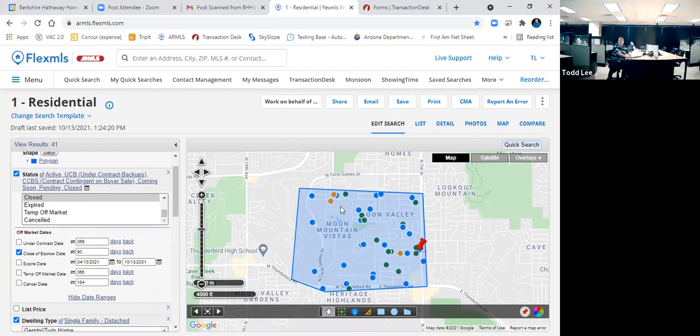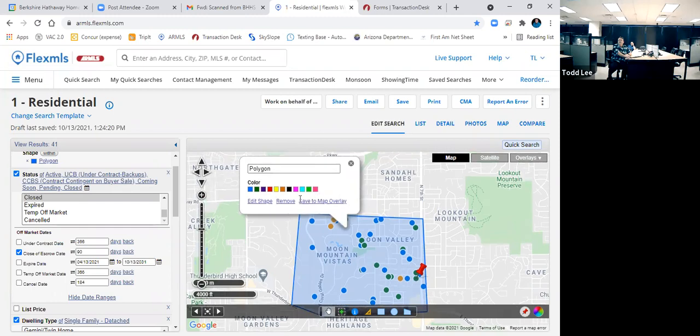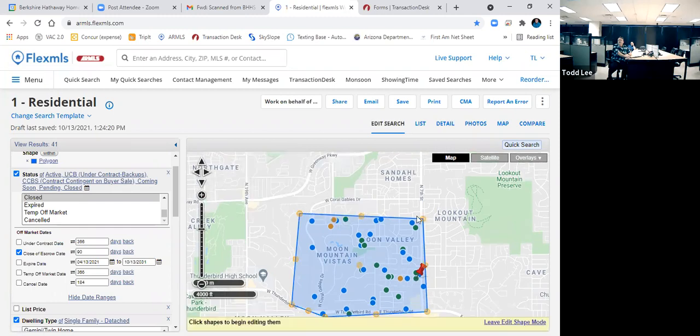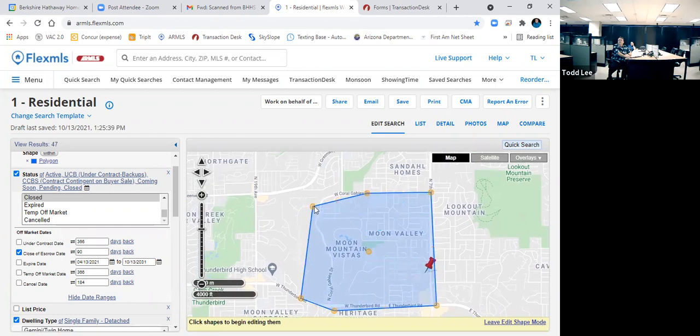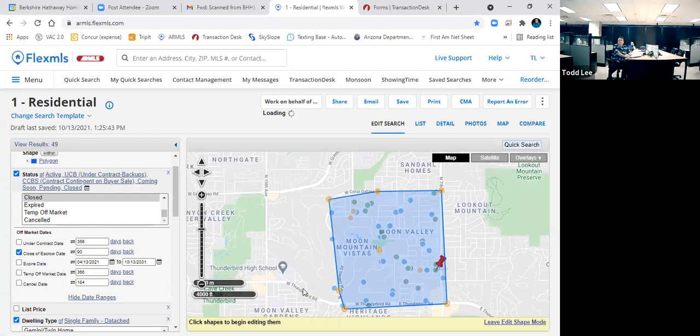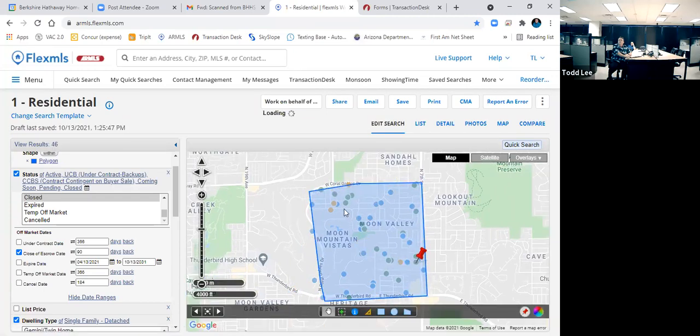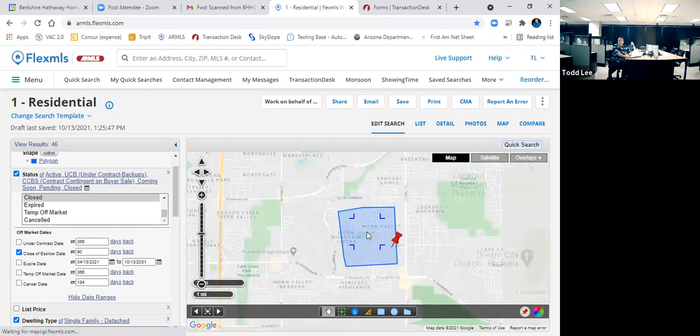Correct. Now if I need to change this, I can click inside of here, and it says I can edit. If I click edit and then edit shape, I can grab any of these dots and move them to wherever I want. So if I just wanted to take it up to Coral Gables and keep it inside the Coral Gables area, I can do that. Then I'll pull this one down over here. When I'm finished, I just go leave shape mode. Okay, so now I've got everything inside the Moon Valley, inside that Coral Gables area.